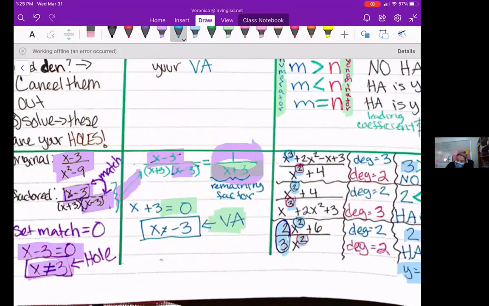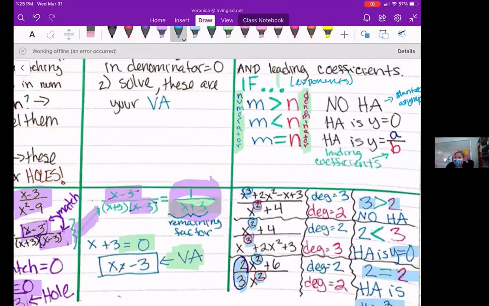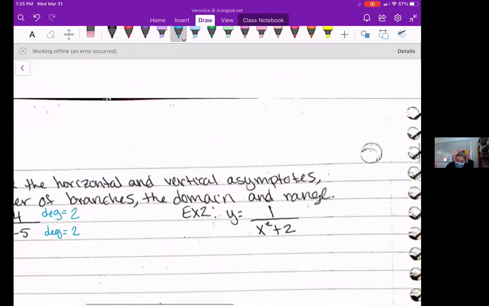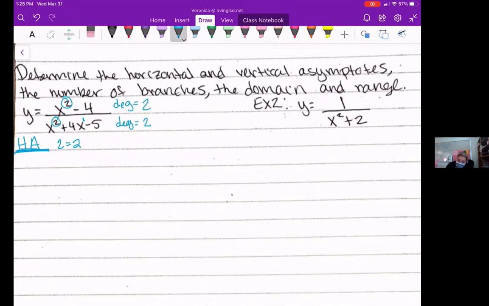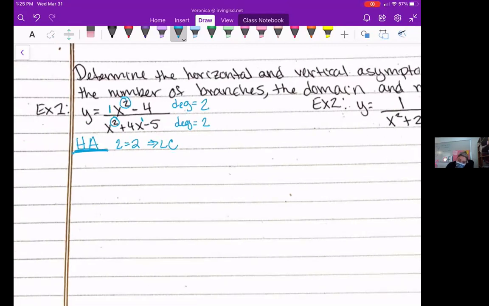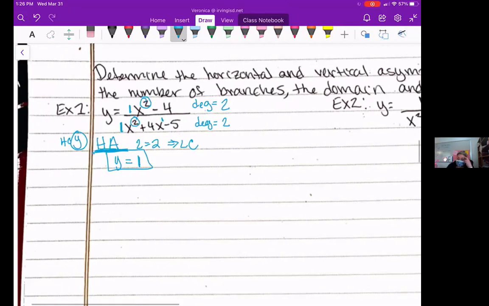So if I go back to my notes, that means that my horizontal asymptote is going to be my leading coefficient. So 2 equals 2. So then that means we're going to look at the leading coefficient. So the leading coefficients here would be 1 and 1. So then y, remember, horizontal is hoi, right? So that's how I know it has to be y. So y equals 1. So your horizontal asymptote would be at y equals 1 because your degrees are the same. The next thing we're going to look for is going to be your holes and vertical asymptotes.